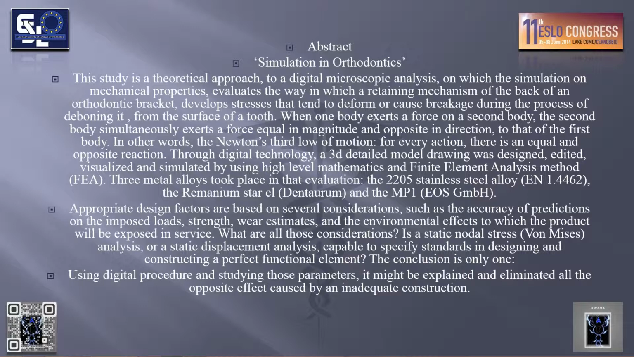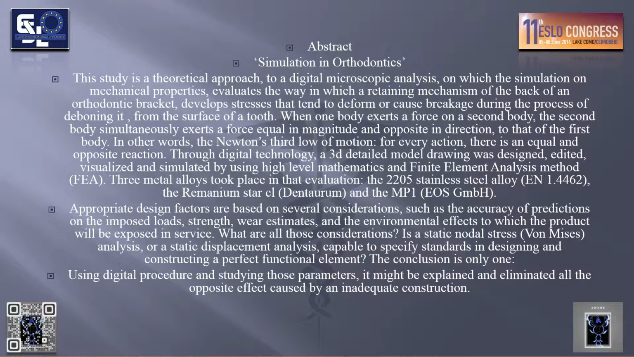Through digital technology, a detailed 3D model was designed, edited, visualized and simulated by using high-level mathematics and the finite element analysis method, FEA. Three metal alloys took place in that evaluation: the 2205 stainless steel alloy, EN 1.4462, the Romanium Star CL, by Dentaurum, and the MP1, by EOS GmbH. Appropriate design factors are based on several considerations, such as the accuracy of predictions on the imposed loads, strength, wear estimates, and the environmental effects to which the product will be exposed in service.